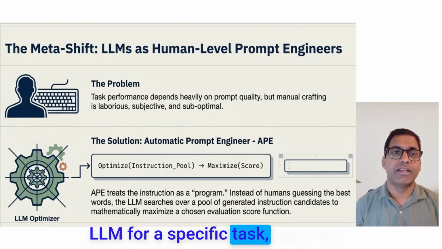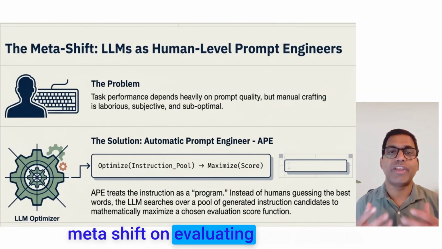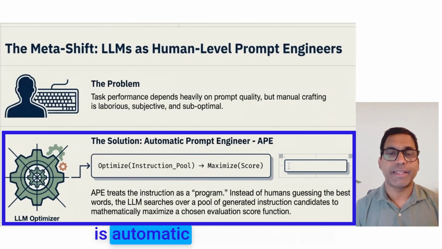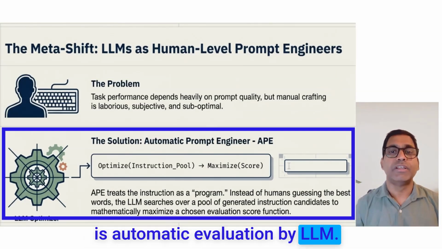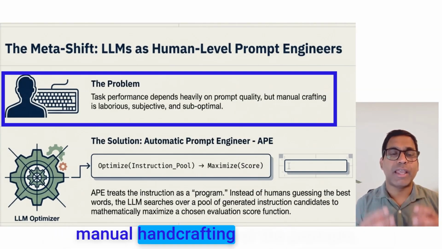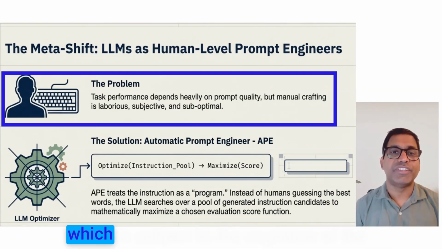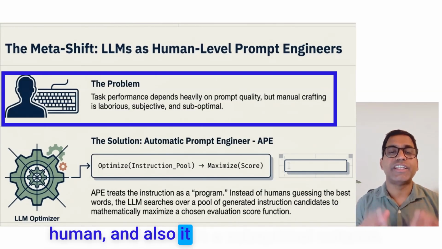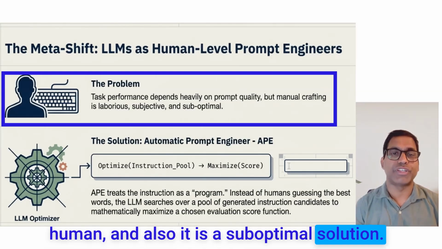The prompt quality is crucial in order to get a high performance output from an LLM for a specific task. There is a mega shift in evaluating your prompts. One is human evaluation, another is automatic evaluation by LLM. In human evaluation, there is laborious manual handcrafting of the prompts, which is subject to the cognition of the human, and also it is a suboptimal solution.